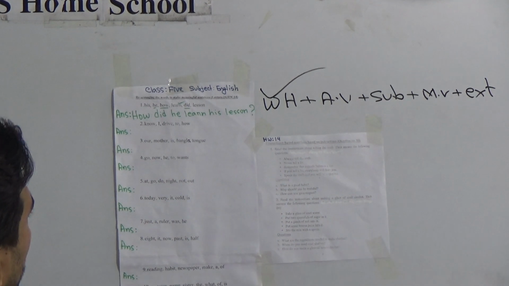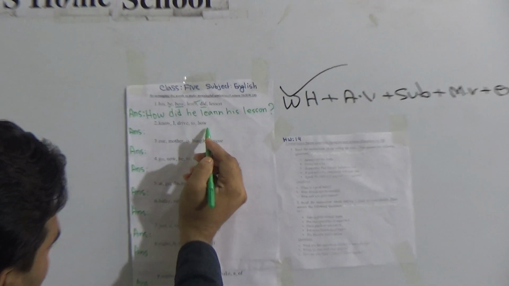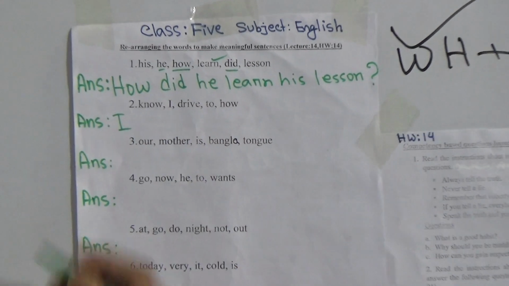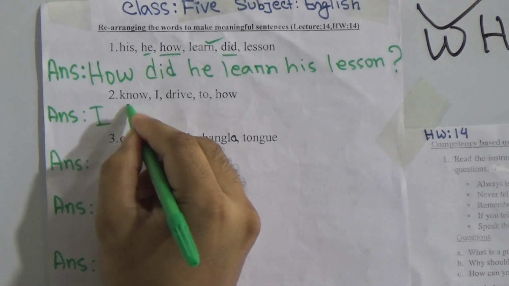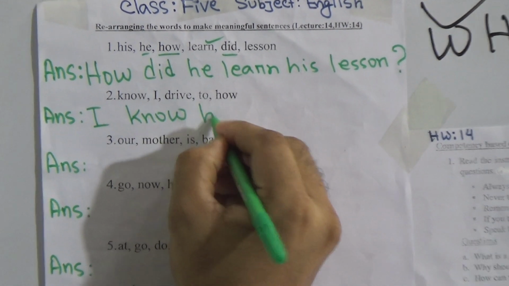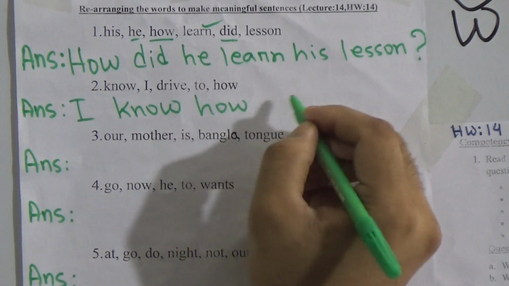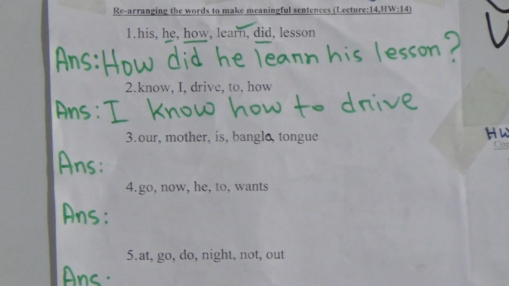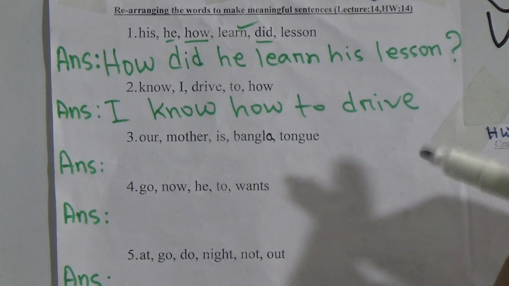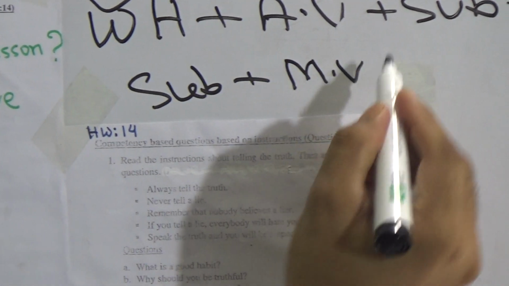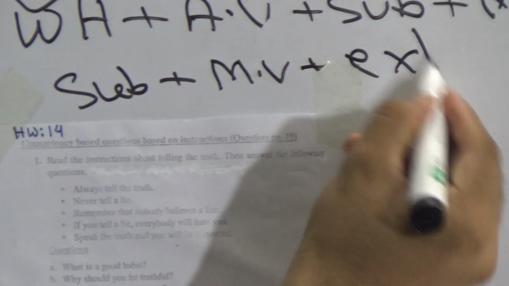Second one: know, I, drive, to. So first of all, we need to write the subject here, I. Then the principal verb, know. I know. Then write this conjunction. I know how to drive. The structure I followed here: subject first, then principal verb or main verb, then the extension.